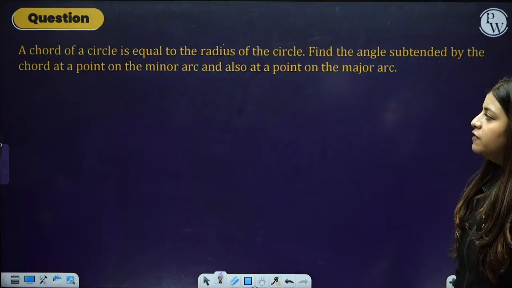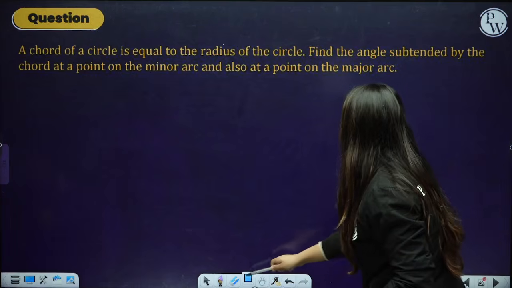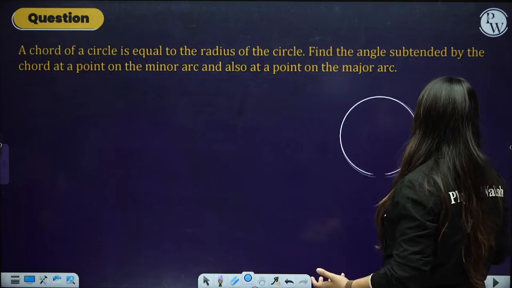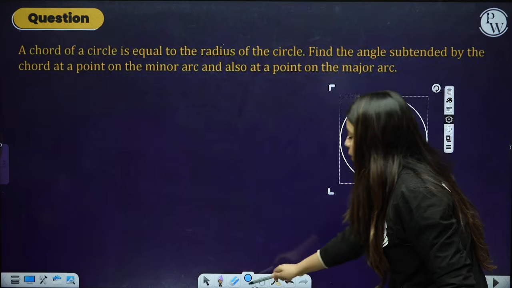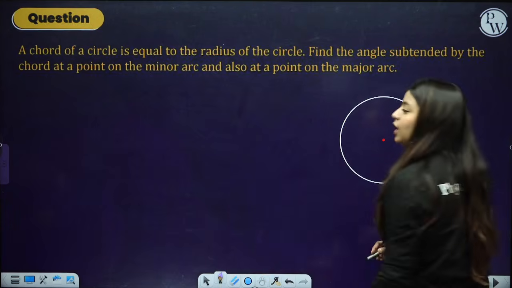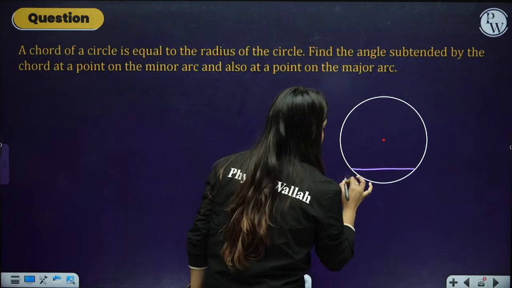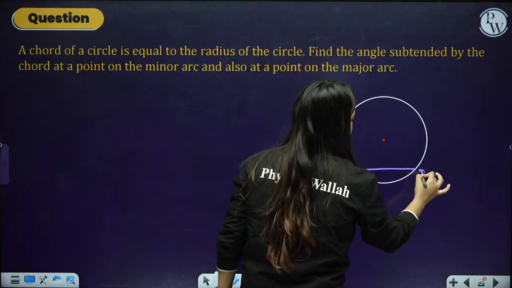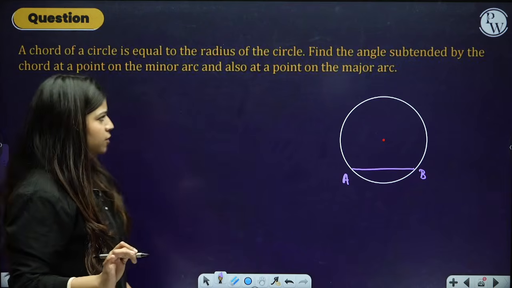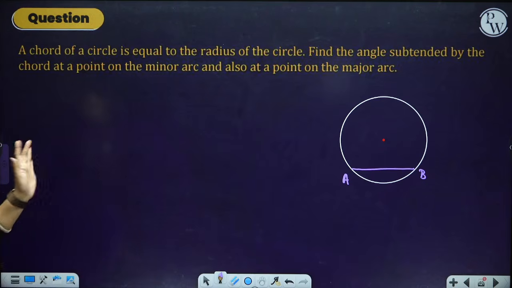A chord of a circle is equal to the radius of the circle. Let's draw it. So we have a circle, first of all. Now what it is saying is that there is a chord in this circle and it is equivalent to the radius. Let's say this is the chord of the circle, that is AB. And it is equivalent to the radius of the circle. Find the angles obtained by the chord at a point on the minor arc and also in the major arc.